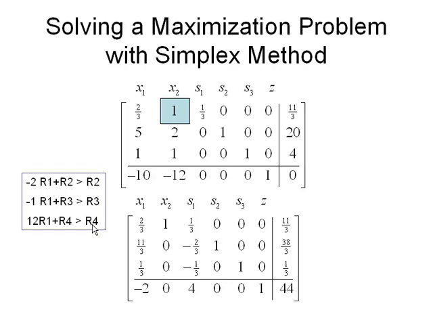And if we did that on a graphing calculator after entering in the matrix into the matrix editor and then doing our row ops, what you would find is that your second row becomes 11/3, 0 like we wanted it, -2/3, 1, 0, 0, 38/3. The third row would become 1/3, 0, -1/3, 0, 1, 0, and 1/3. The last row would become -2, 0, 4, 0, 0, 1, and 44.